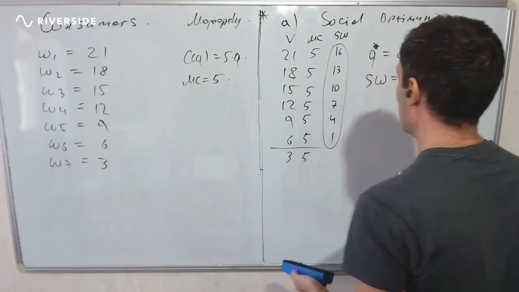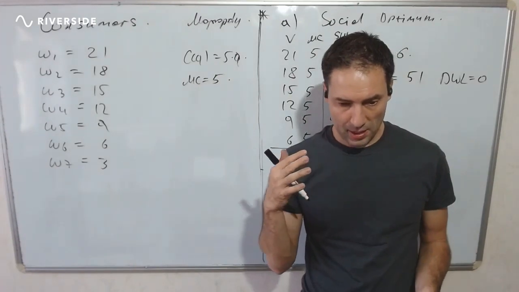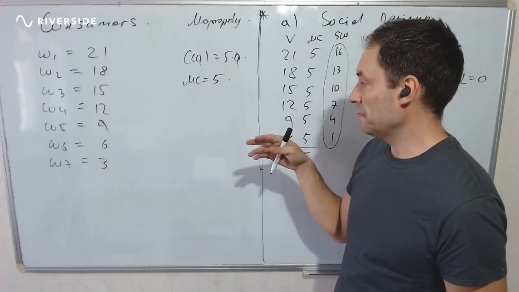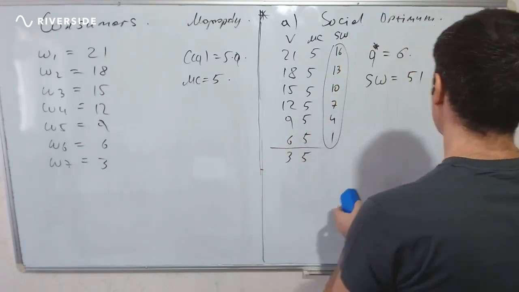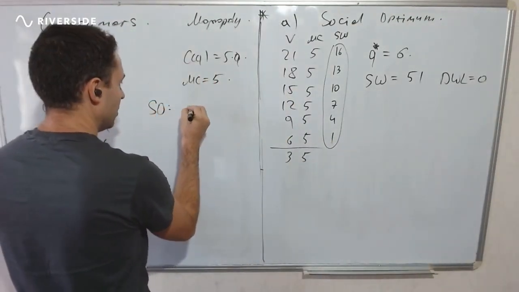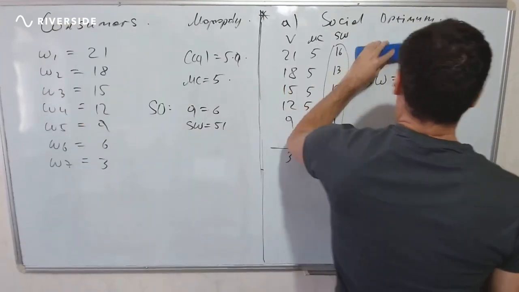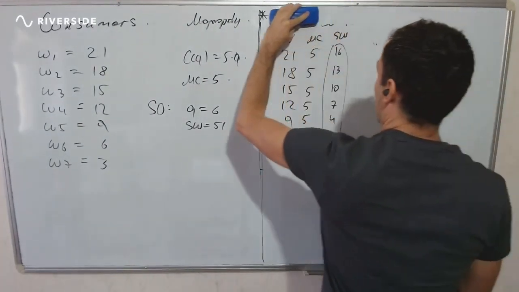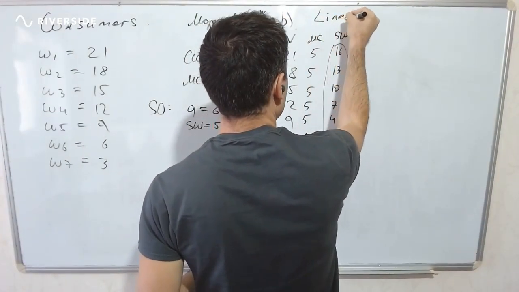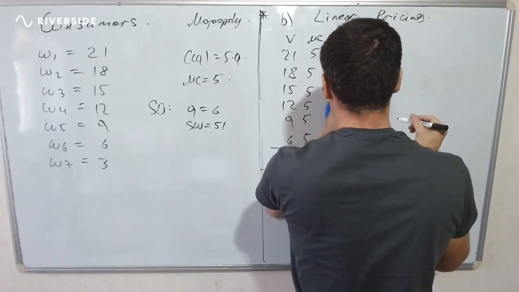Okay, so now let's solve this problem for when the firm actually operates as a monopoly and maximizes its profit using a linear price. It's not allowed to discriminate. Let me just copy the social optimum: 6, social welfare is 51. That we can mostly memorize, and I just want to keep my table here. So B, linear pricing. Let me erase this column.